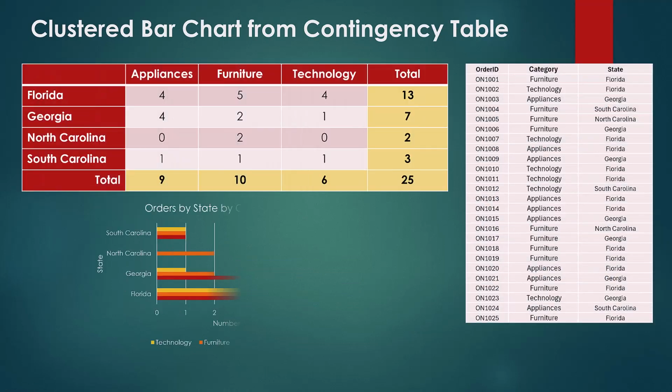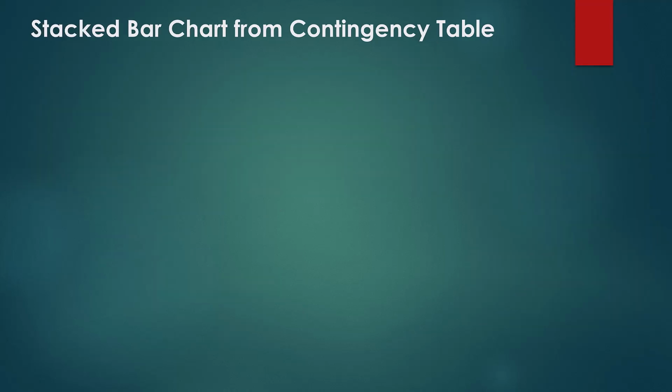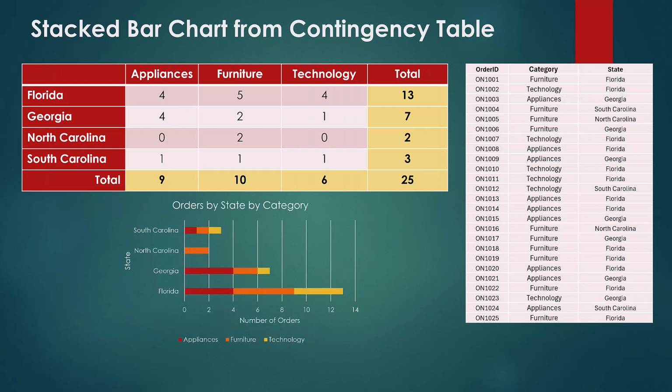We can also do a clustered bar chart. A clustered bar chart is nothing but a clustered column chart rotated by 90 degrees. It has the same amount of information as a clustered column chart. Similarly, we can create a stacked bar chart, and it's almost like a stacked column chart just rotated 90 degrees.